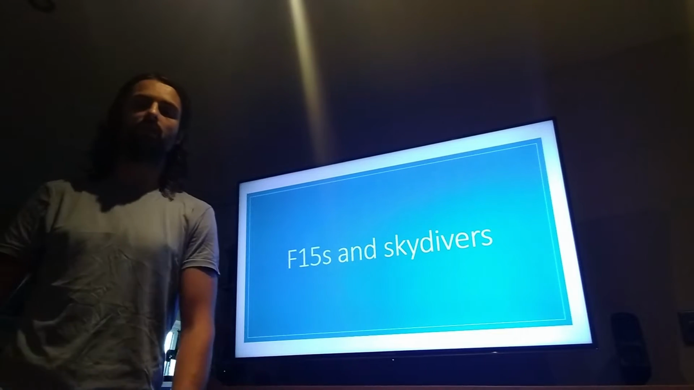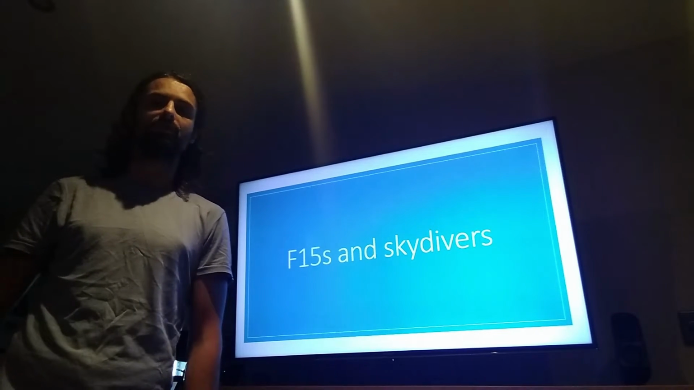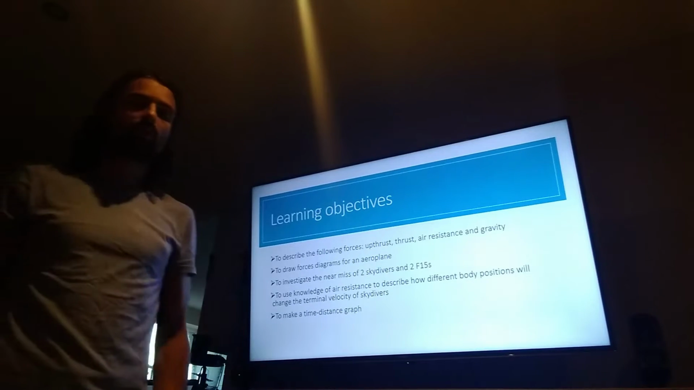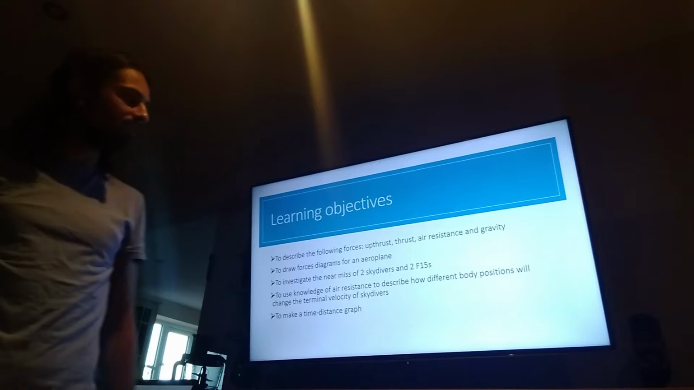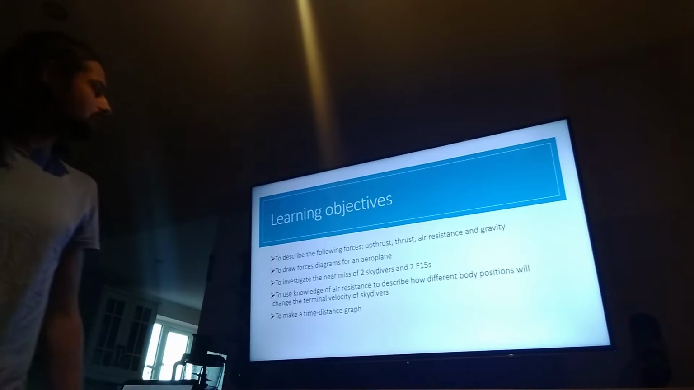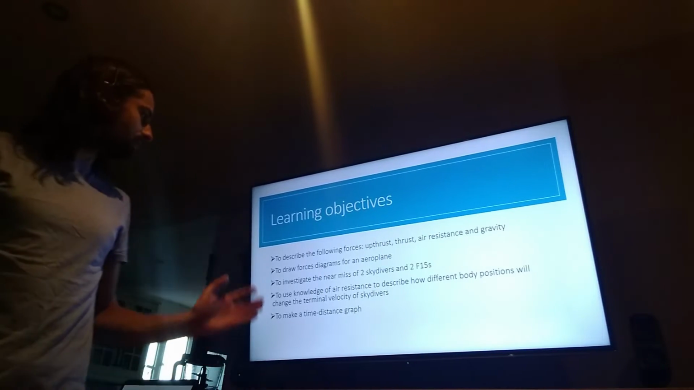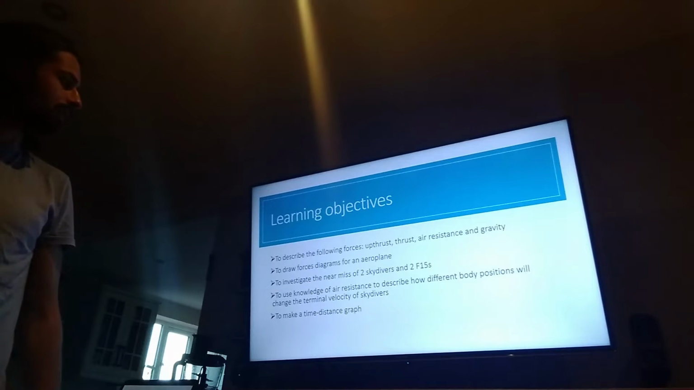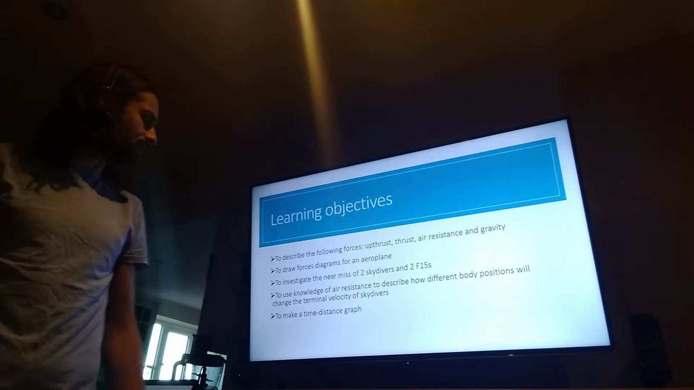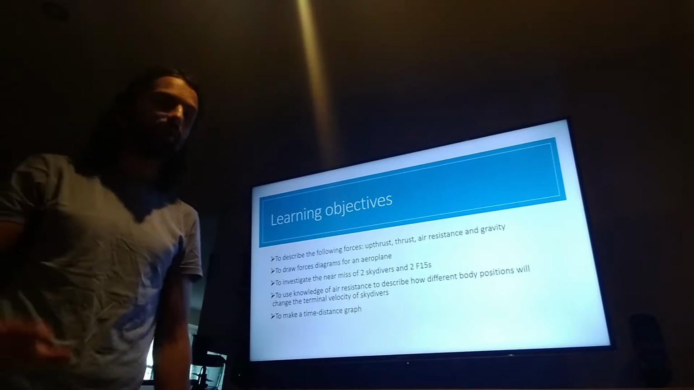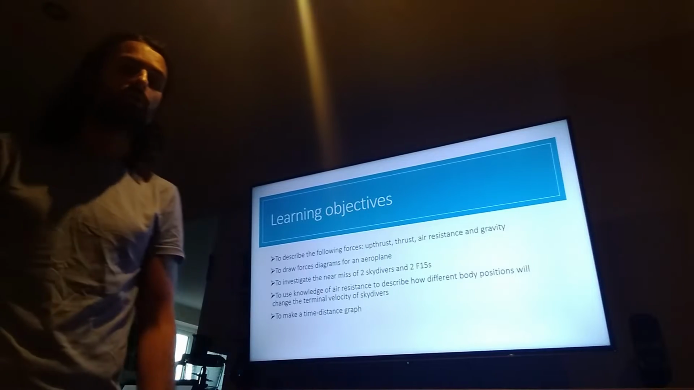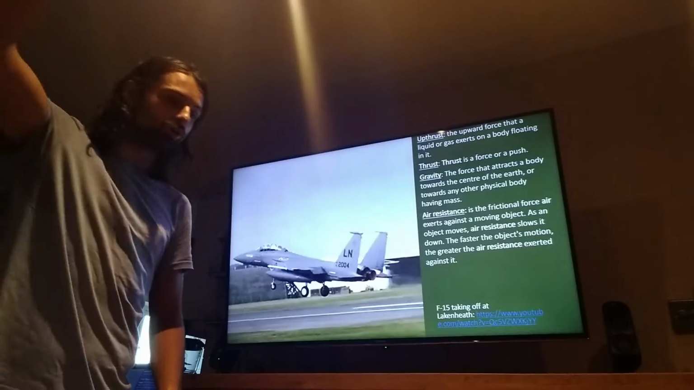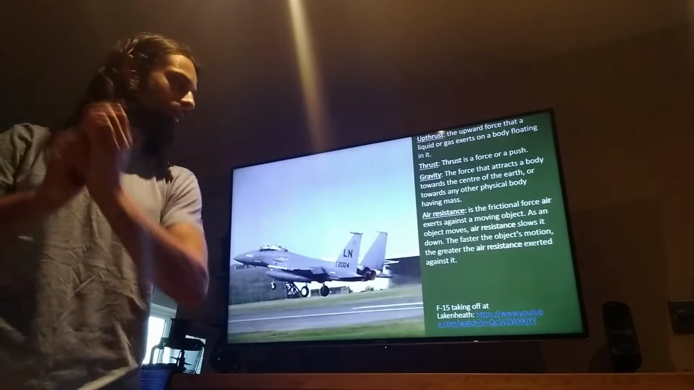This next presentation is going to be on forces, F15s and skydivers. The learning objectives are going to be to describe the following forces: upthrust, thrust, air resistance and gravity, to draw forces diagrams for an aeroplane, to investigate the near miss of 2 skydivers and 2 F15s, to use knowledge of air resistance to describe how different body positions will change the terminal velocity of skydivers, and to make a time distance graph. Some of the forces I'd like to consider are upthrust, thrust, gravity and air resistance.